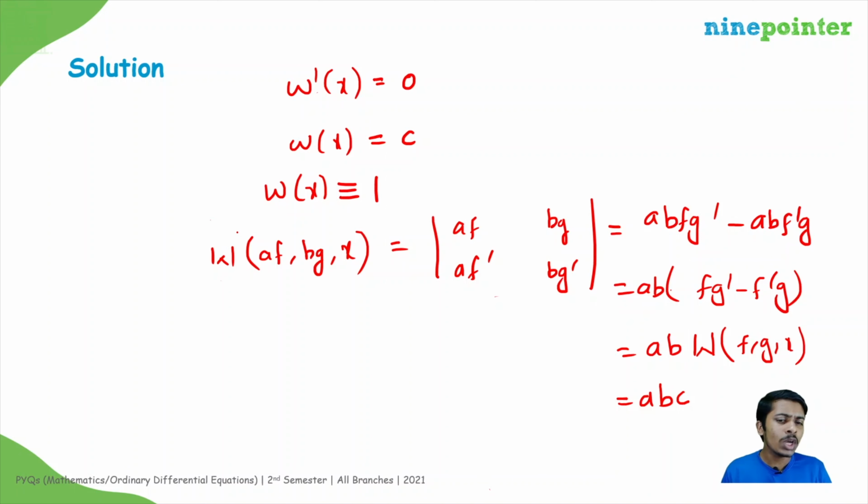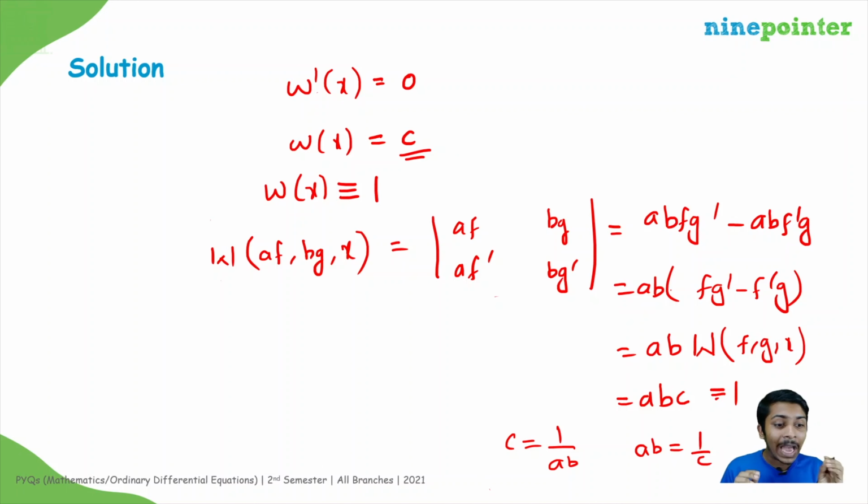Okay, now we have the Wronskian of af and bg identically equal to abc. But what are these a and b? They are just some scalars, right? And can we put them such that c is equal to 1 by ab, or ab is equal to 1 by c? Is that possible? Yes, we have a constant here, right?